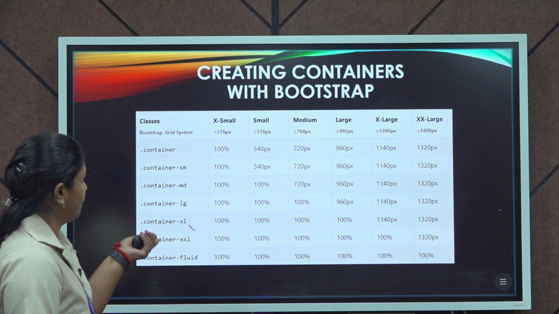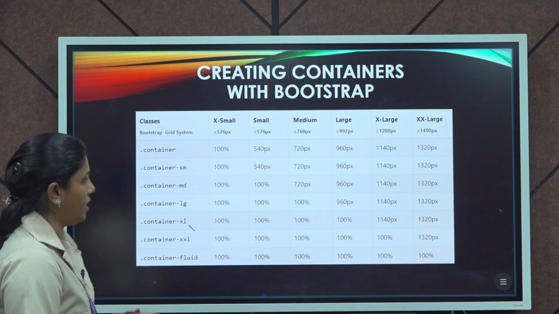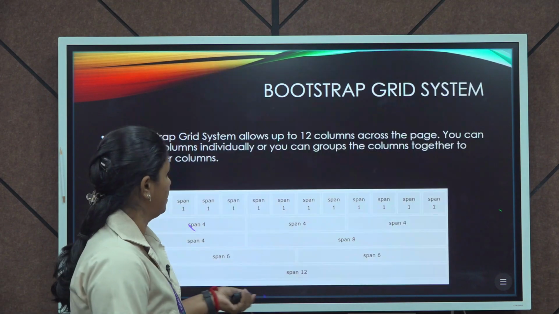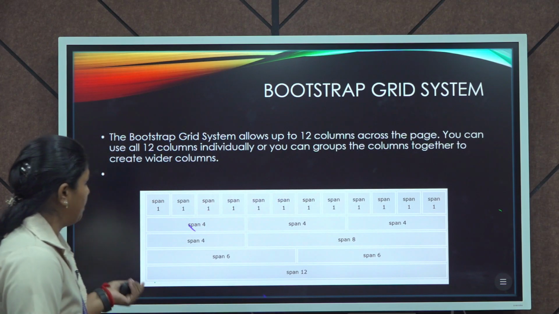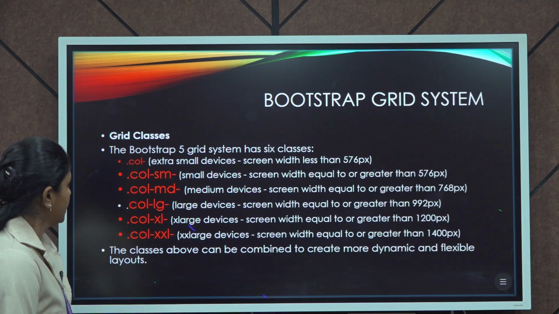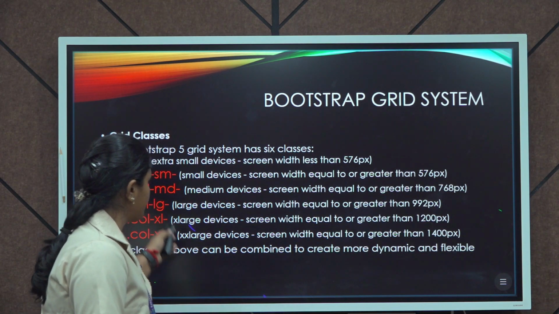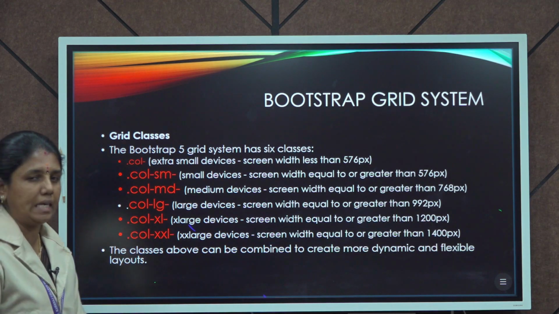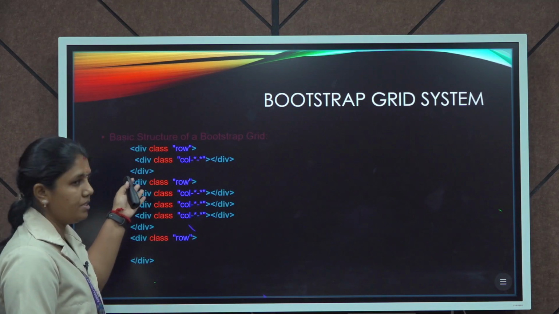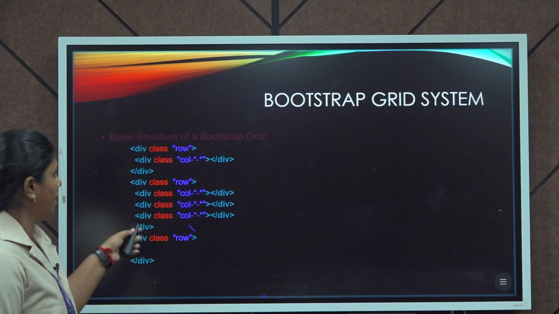And these are the containers which are used for small size, medium, large, X large and XX large, that means mobile, tablet, computer and desktops. This is a Bootstrap grid system which consists of 12 columns. And I already said that for small devices and larger devices we are using these classes like SM, LG, XL and XXL. This is a basic Bootstrap grid, that means div class row and column. We need to add the columns and rows using this.